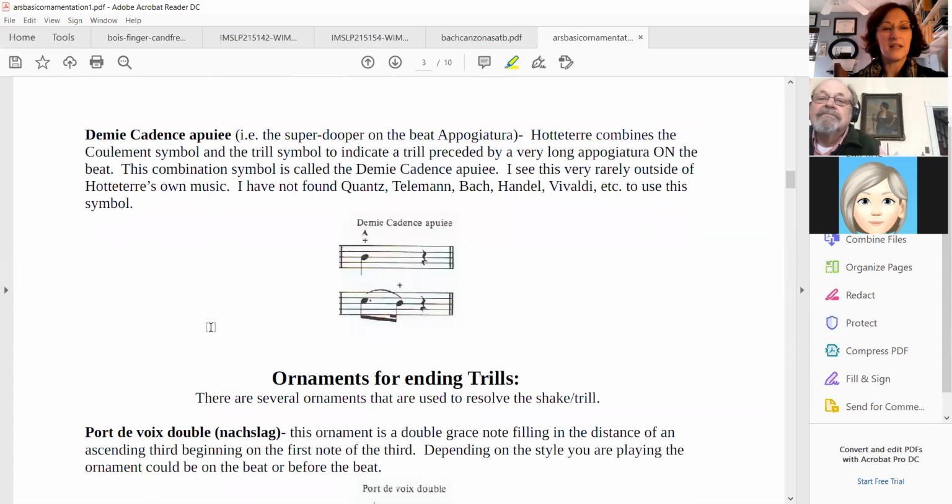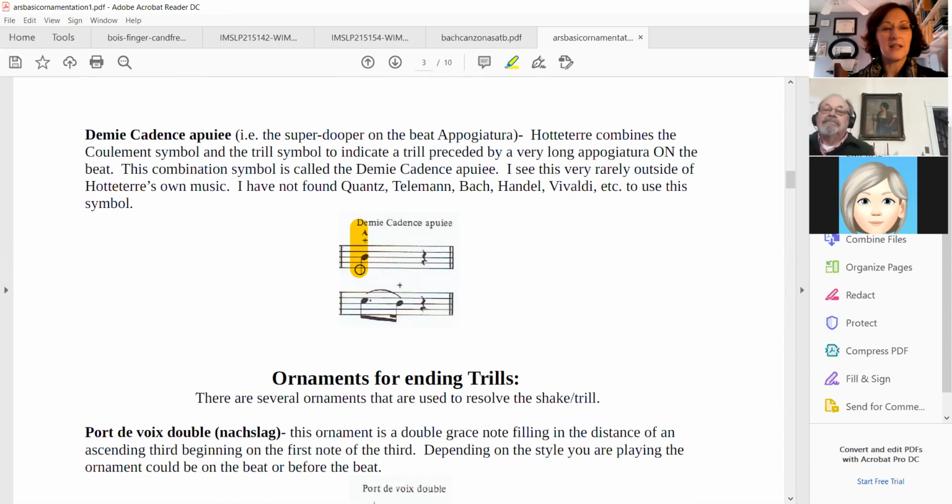All right. This next essential grace is called the demi-cadence appuyée. Or I call it the super duper on the beat appoggiatura, followed by a tiny little trill. Hotteterre combines the coulement symbol and the trill symbol to indicate a trill that is preceded by a very long appoggiatura on the beat. He calls this combination symbol the demi-cadence appuyée.